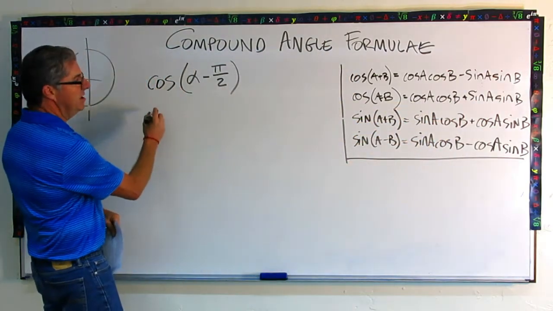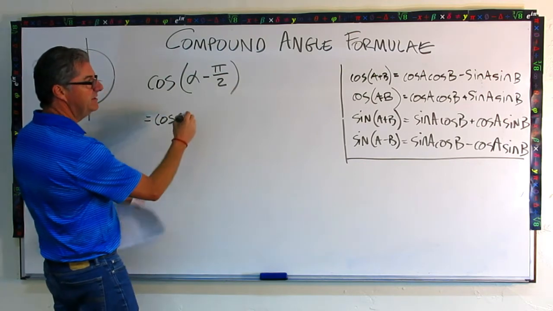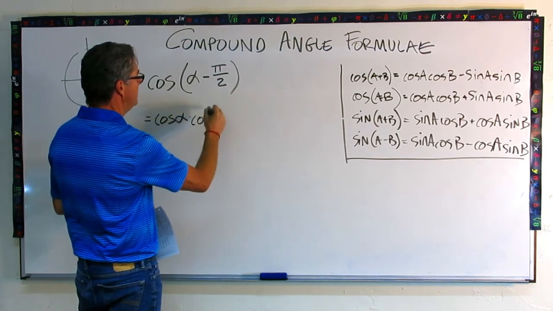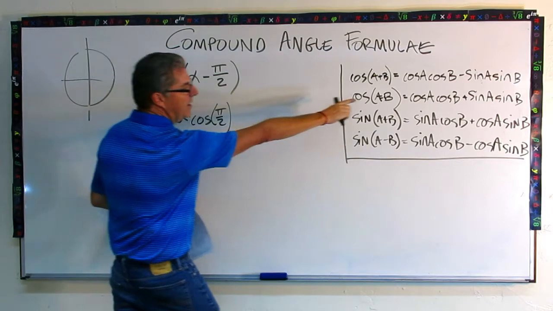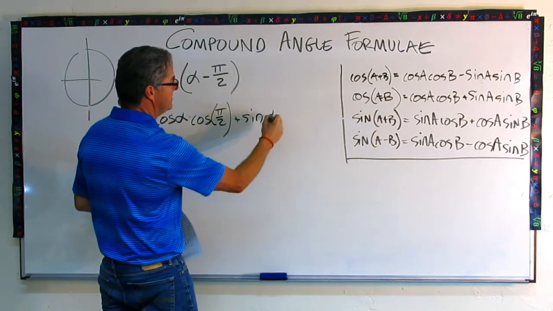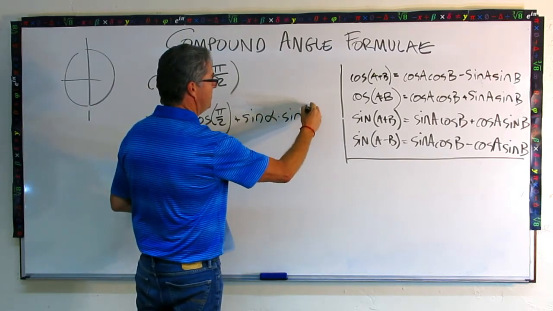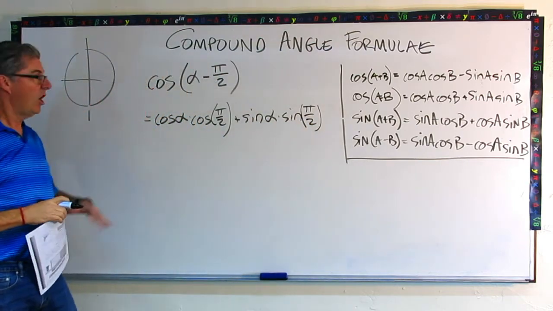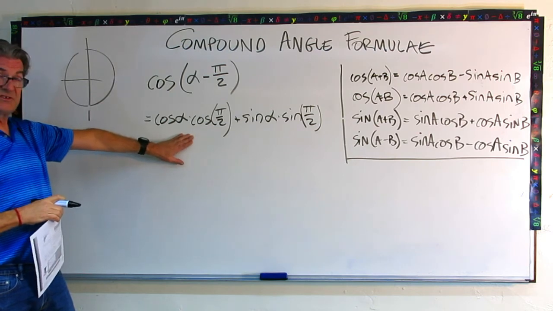So this is going to be cosine of alpha times cosine of pi over 2 plus sine alpha times the sine of pi over 2. Okay, so all I did is I substituted, didn't do any fancy thinking there. Now we can start evaluating.